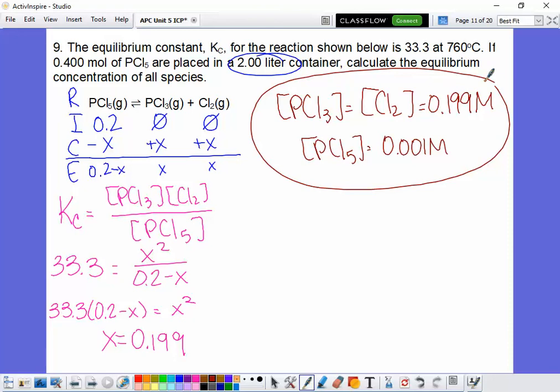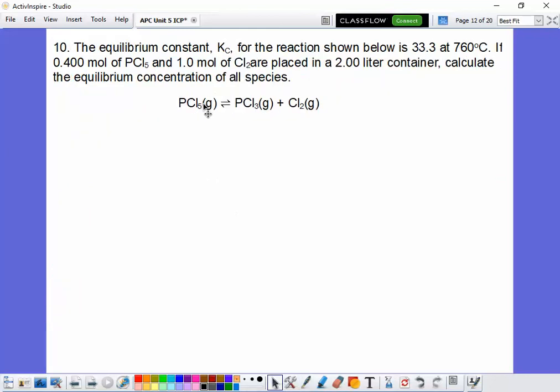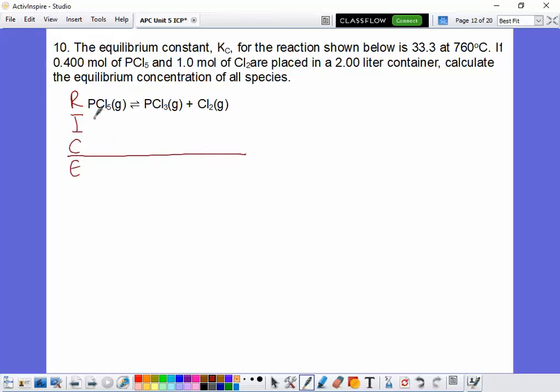We have some chlorine gas to begin with for this next problem. So the equilibrium constant is the same because it's the same reaction at the same temperature. I'm starting off with the same initial concentration of PCl5, but I also have some Cl2 in that flask to begin with. Okay, so I'm going to set up my RICE table almost the same way. So PCl5 is still 0.2. PCl3 is 0. What is Cl2?